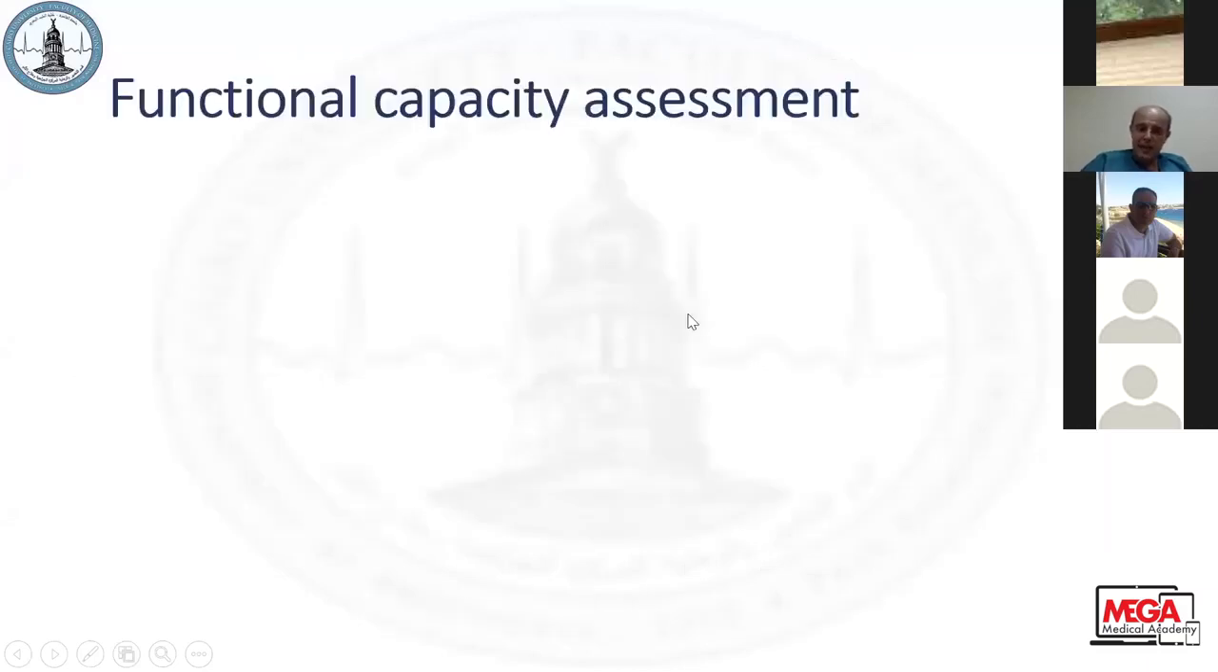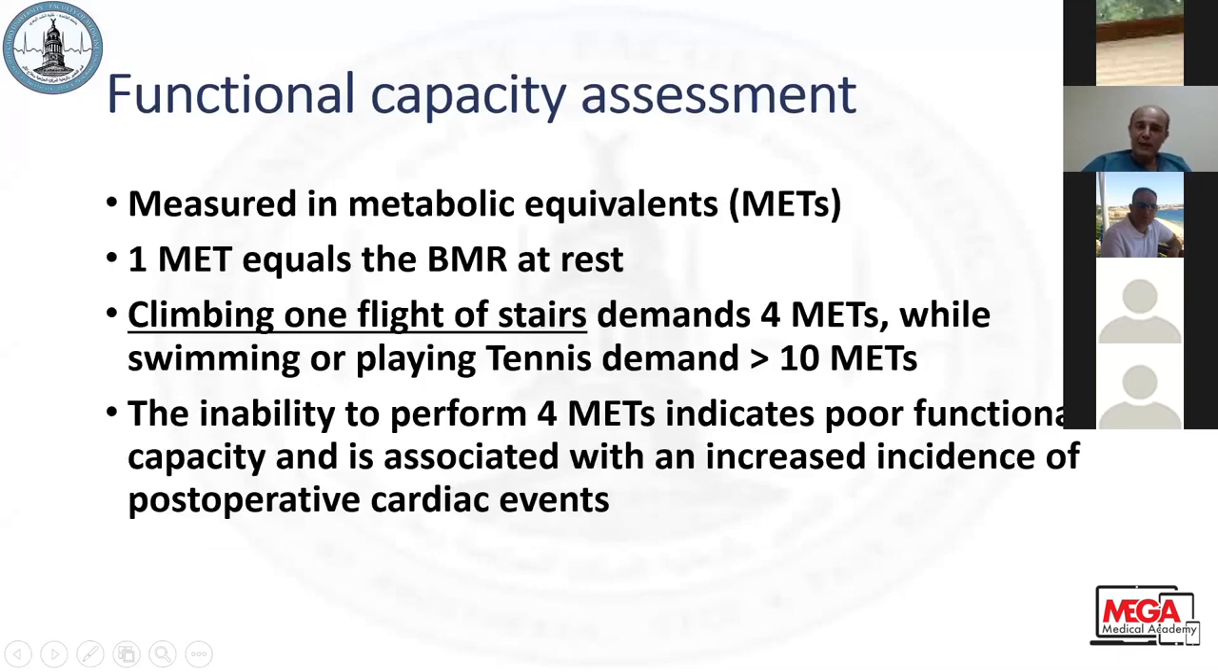The functional capacity assessment is measured in metabolic equivalents. A 1 MET equals the basal metabolic rate at rest. Our patients should have 4 METs at least, which indicates climbing 1 flight of stairs, while swimming or playing tennis is for more than 10 METs. The inability to perform 4 METs indicates poor functional capacity and is associated with an increased incidence of postoperative cardiac events.